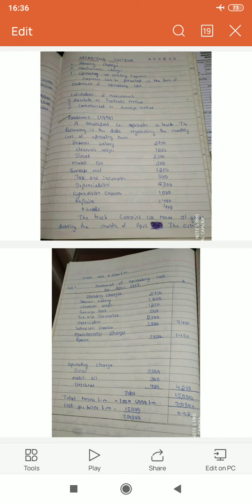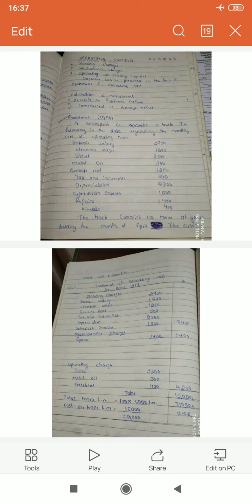Now when rupees 15,000 is the total cost of plying the vehicle during the month of April, how many ton kilometers has the vehicle covered? The total ton kilometers covered stood at 7,50,000. Therefore, cost per ton kilometer is equal to total cost divided by effective ton kilometers. Total cost is rupees 15,000, effective ton kilometers 7,50,000. Therefore, cost per ton kilometer is arrived at rupee 0.02, in the sense 2 paise.